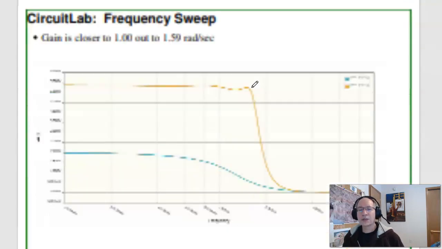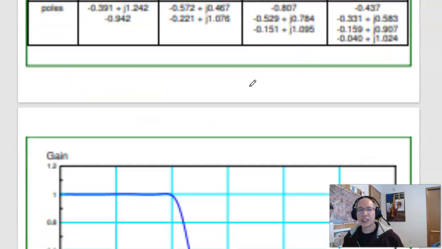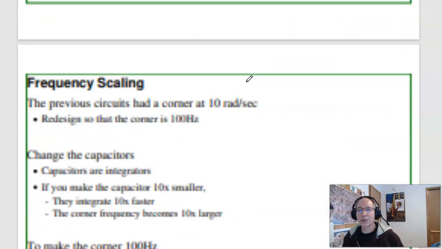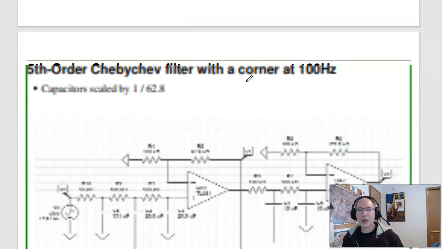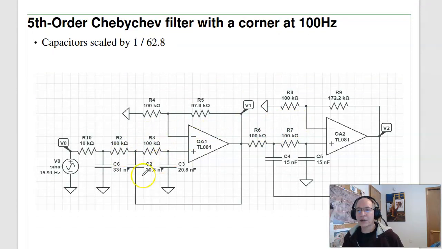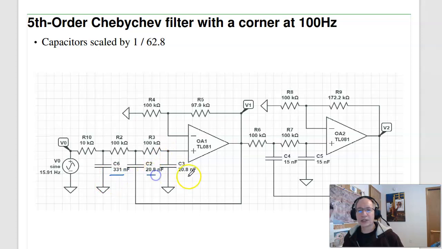So that's oftentimes a trick that's used in circuit design. You design for a nice number, like 1 Hertz or 1 radian per second. I can then do any frequency just by scaling the capacitors. So take that previous design, leave everything alone, just change the capacitors. Make them 62.8 times smaller, and now the corner is at 100 Hertz rather than 10 radians per second. That's just the difference between 100 Hertz and 10 radians per second. 100 Hertz times 2 pi is 628, 62.8 times the frequency.